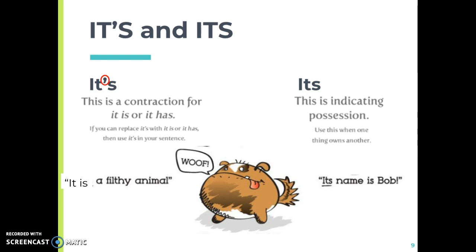Now let's plug it is into the sentence, its name is Bob. It is name is Bob. That doesn't make sense. So we don't want to use the it's with an apostrophe in that sentence.